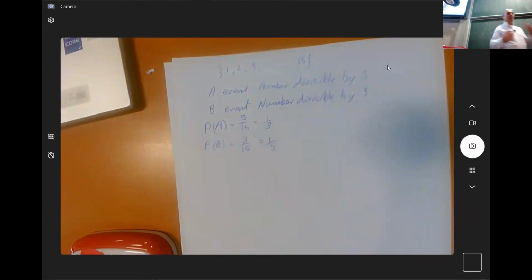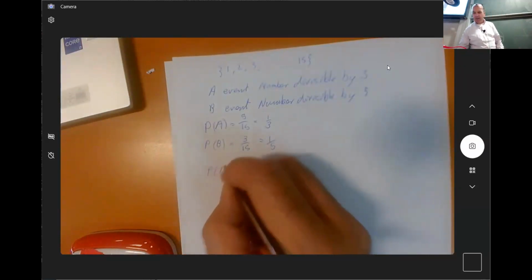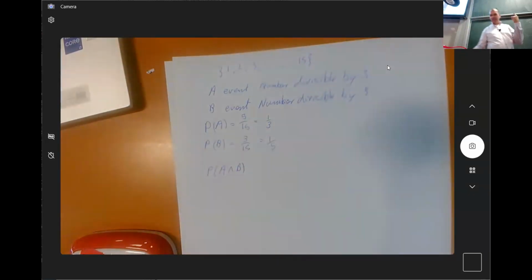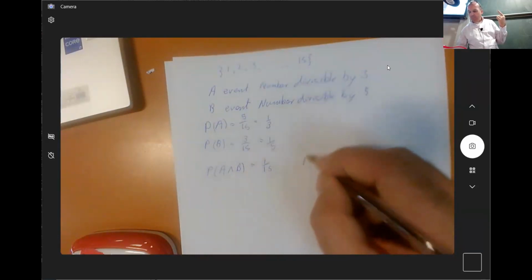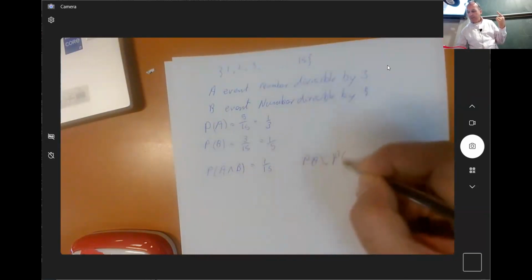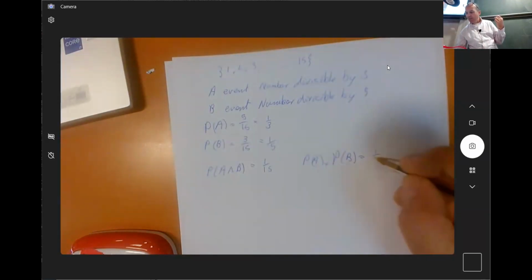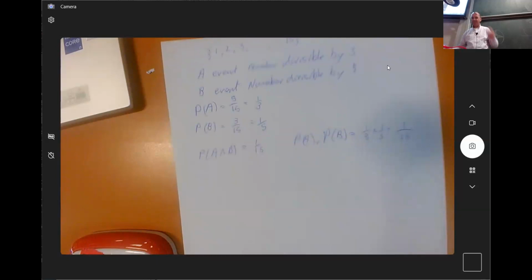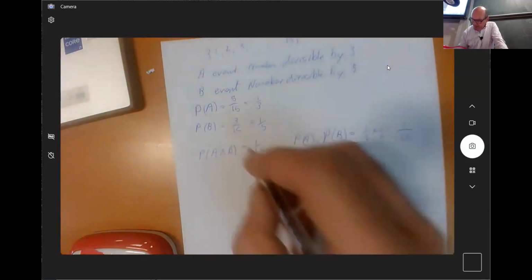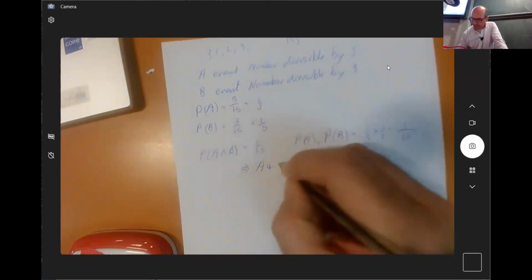Now, if we think about the probability of A intersection B, there's only one number, isn't there? That's like 1 on 15. I'm also going to observe the probability of A times the probability of B is equal to 1 on 3 times 1 on 5. Multiply numerators, multiply denominators. I get the same number. All right. This means that these events A and B are independent. A and B independent.